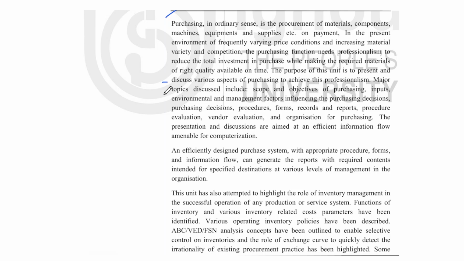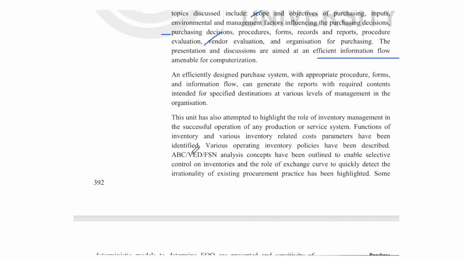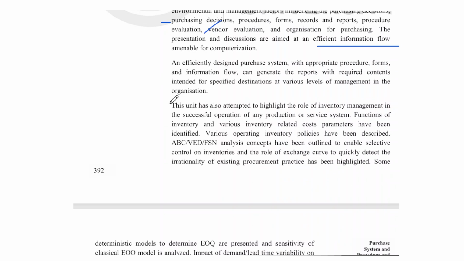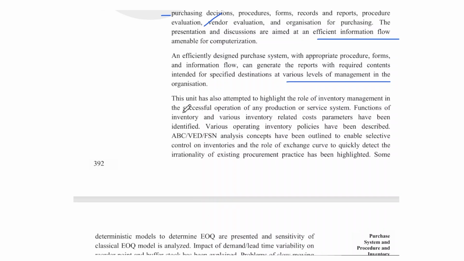Major topics discussed include the scope and objective of purchasing input, environmental and management factors influencing the purchasing decision, purchasing decision procedure, forms, records and reports, vendor evaluation, and organization for purchasing. The presentation and discussion are aimed at an efficient information flow amenable to computerization. An efficiently designed purchase system with appropriate procedure, forms, and information flow can generate reports with the required content intended for specified destinations at various levels of management in the organization.